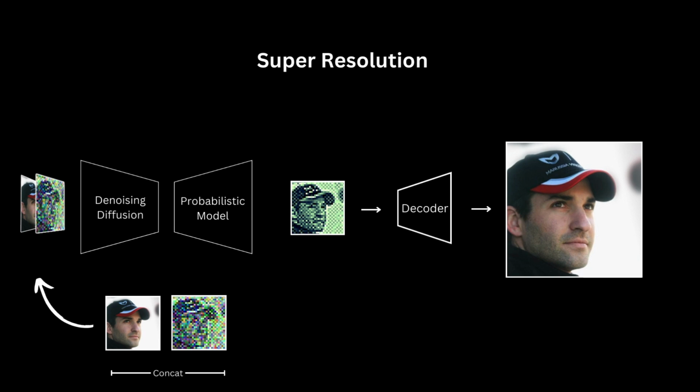Through this, if our autoencoder is trained on, let's say, a downsample factor of 4, then the super resolution model will be able to generate images of 4x resolution.